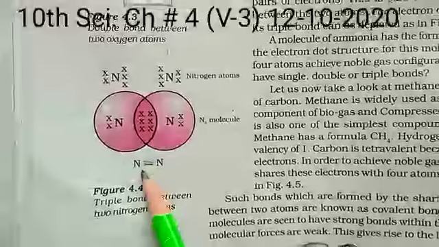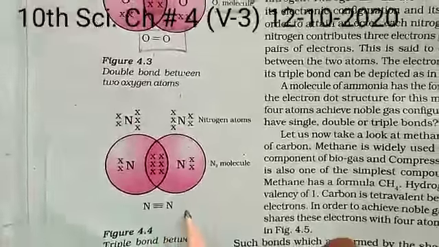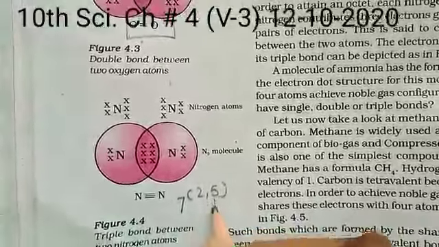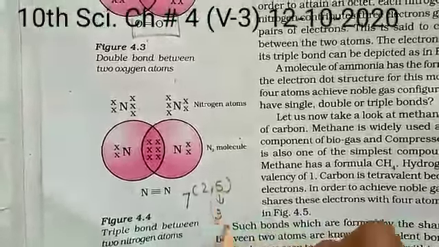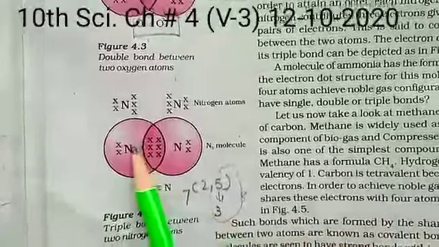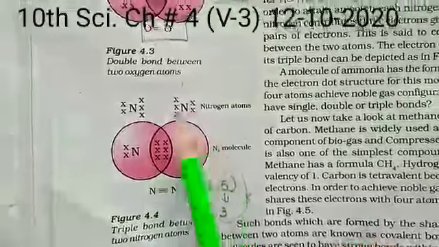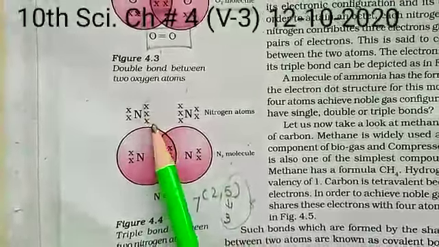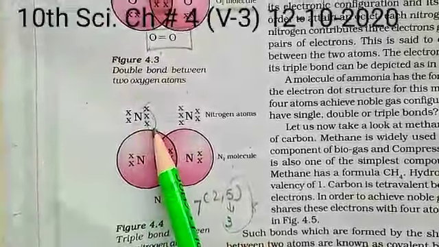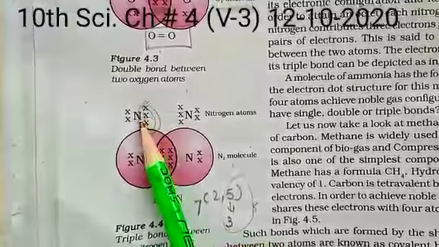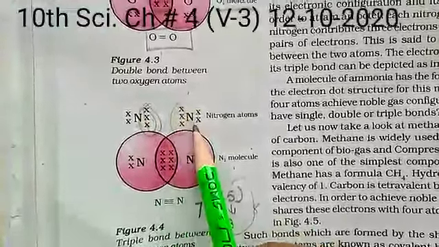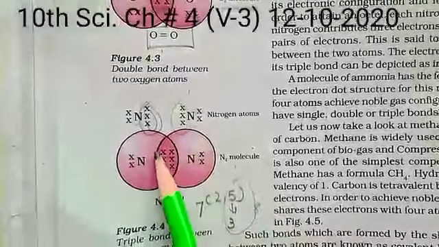Now similarly in the case of nitrogen. Nitrogen is atomic number 7, right? So it has 2 and 5 electrons. So it requires 3 more electrons to complete its octet, means 8 electrons. So it will share 3 electrons each to form the molecule. So nitrogen has 5 electrons present, but it will take part with 3 electrons in the covalent bond formation. So 3 electrons from each nitrogen will be shared with each other and complete their octet.